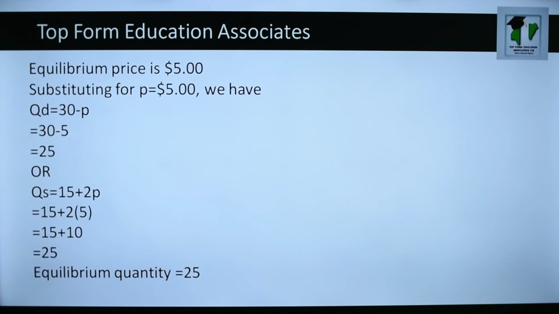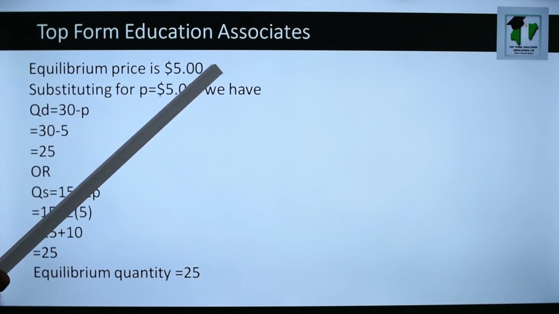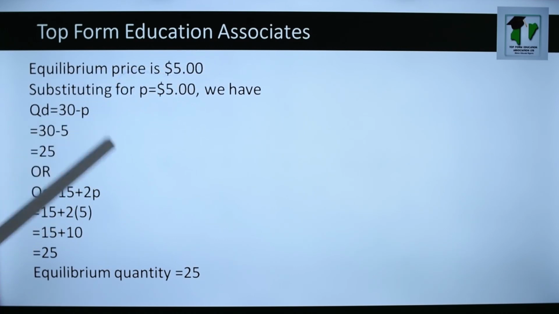Substitute it both into this quantity supplied and quantity demanded. If they give you the same answer, then your equilibrium price is right. But if they vary, it means that there's a lacuna here, meaning that the equilibrium price is wrong.